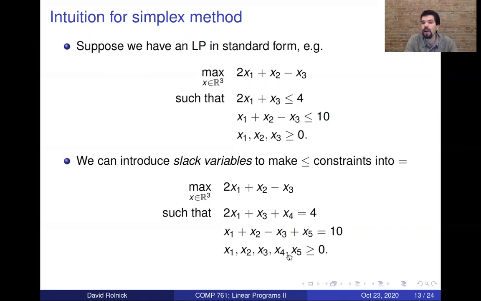x4 and x5 are non-negative numbers, so they just sort of capture the slack. Like, how much is this less than or equal to 4? Well, it's less than or equal to 4 by some non-negative number. This one is less than or equal to 10 by some non-negative number. So let's just put those in. It's going to be the same linear program. And this is just the same thing. I'm just moving it to the other side. Hope you feel convinced that this is literally the same thing, just moved to the other side. Okay.